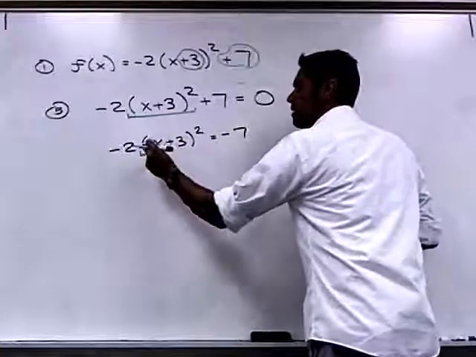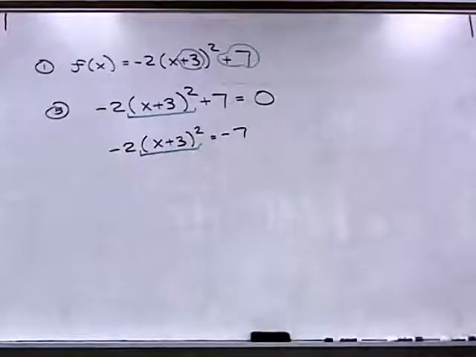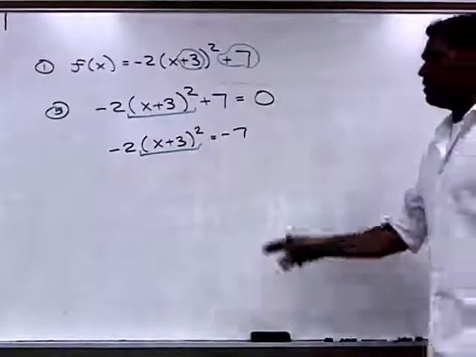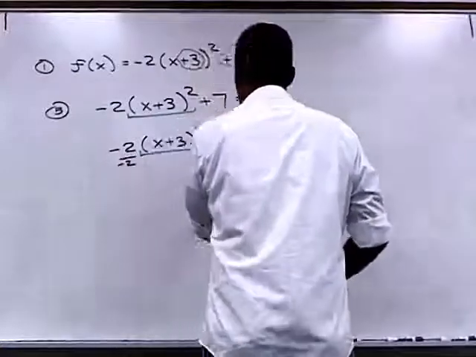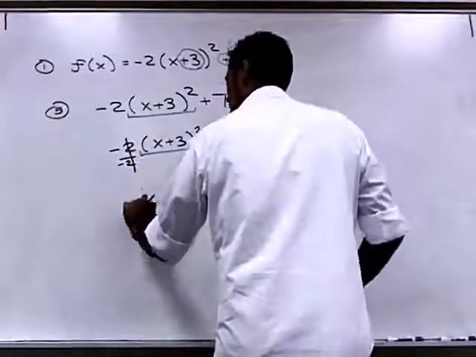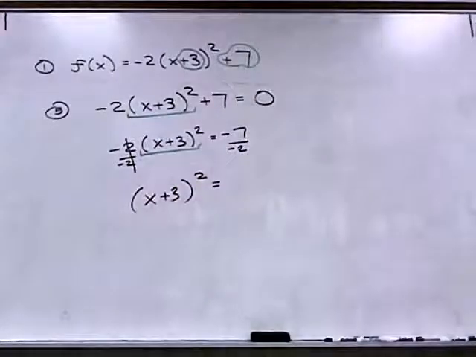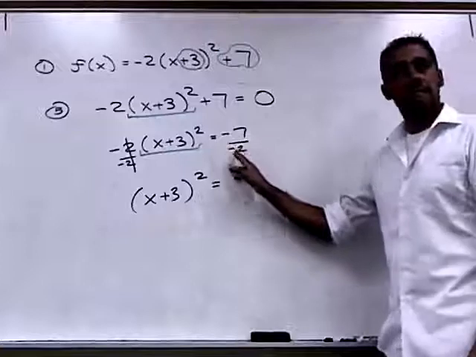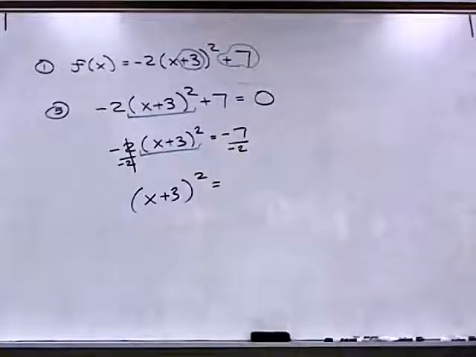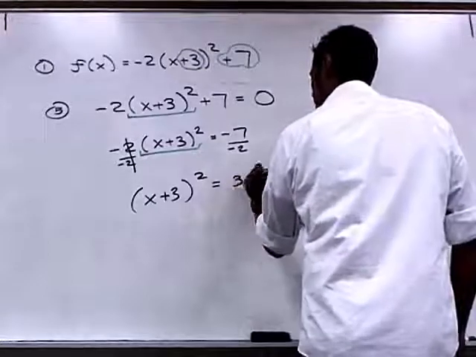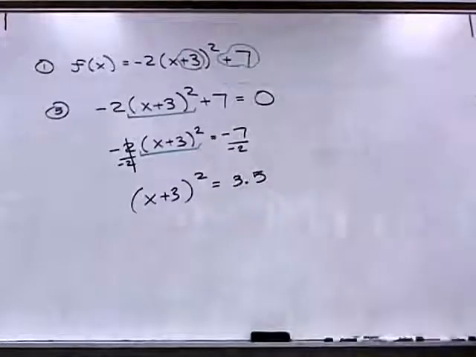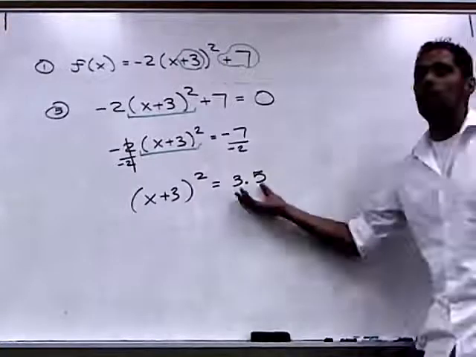Then, I'm still trying to get this by itself. I did what? Divide by negative 2. Divide both sides by negative 2. All you're left with on the left is (x plus 3) squared. On the right, unfortunately, 7 divided by 2 is not a nice number, is it? Negative divided by negative is positive. So what is that, 3.5? Okay, 3.5. I never gave you a problem like this in class. We always had nice numbers, like this would be a 4 or something.